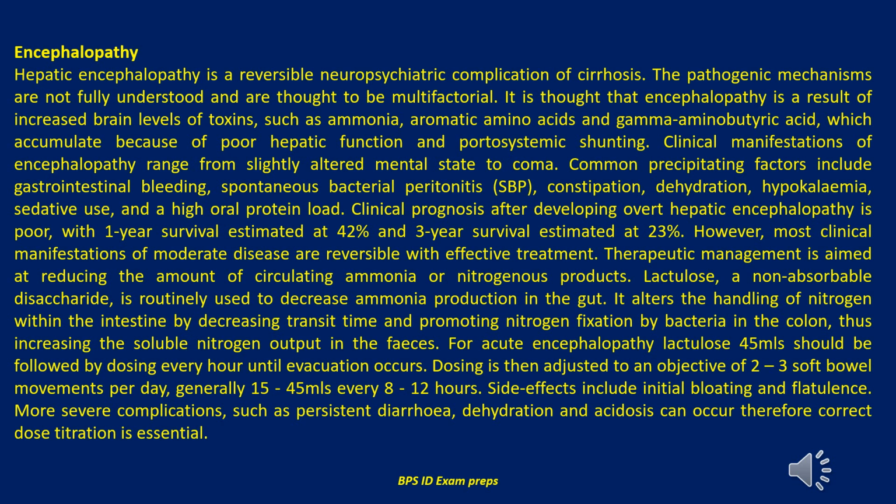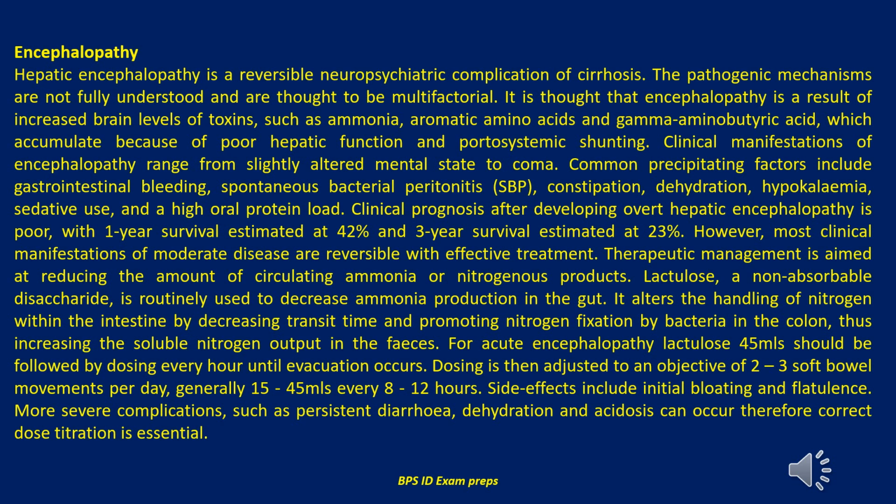Hepatic encephalopathy is a reversible neuropsychiatric complication of cirrhosis. The pathogenic mechanisms are not fully understood and are thought to be multifactorial. It is thought that encephalopathy is a result of increased brain levels of toxins, such as ammonia, aromatic amino acids and gamma-aminobutyric acid, which accumulate because of poor hepatic function and portosystemic shunting. Clinical manifestations of encephalopathy range from slightly altered mental state to coma.